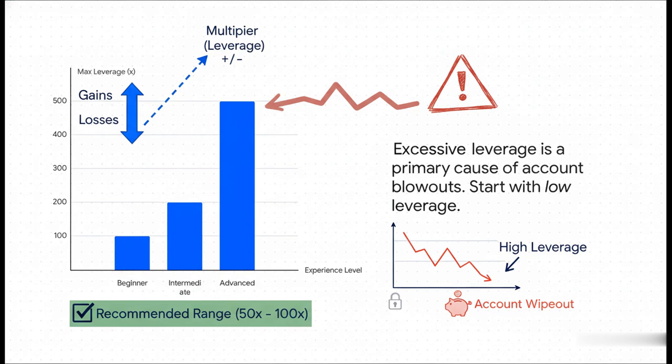The recommendation from the sources is really strong on this. If you're a beginner, stick to the lower end, like 50x to maybe 100x. Seriously, jumping into high leverage before you really get the feel for these markets is one of the quickest ways to blow up your account.